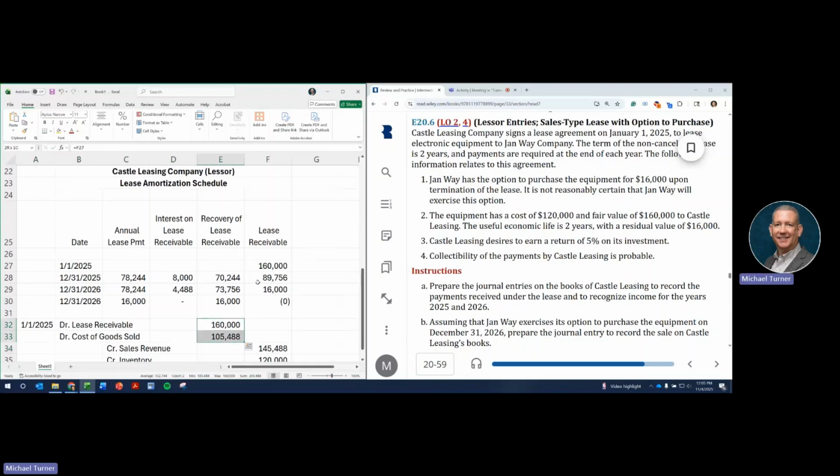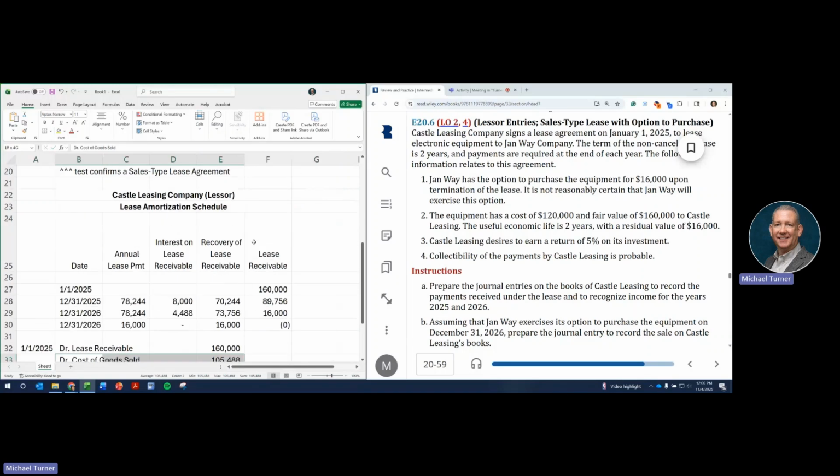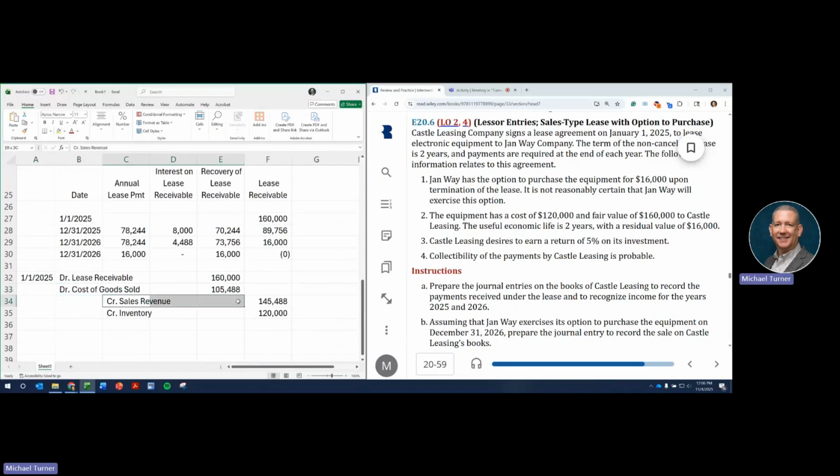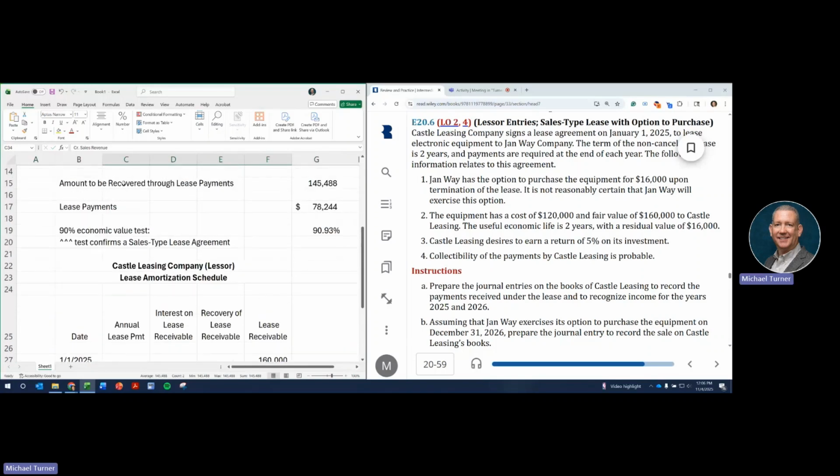So if we look at our debits, we have debits of $265,488 and credits of $265,488. We've got the entire amount of our lease receivable. We've carried the entire amount of the inventory, relieved inventory. The cost of goods sold is the amount of inventory minus the present value of the residual value, which was $14,512. And then the sales revenue is the amount that's allocated to the lease payments, the amount to be recovered through lease payments, $145,488.